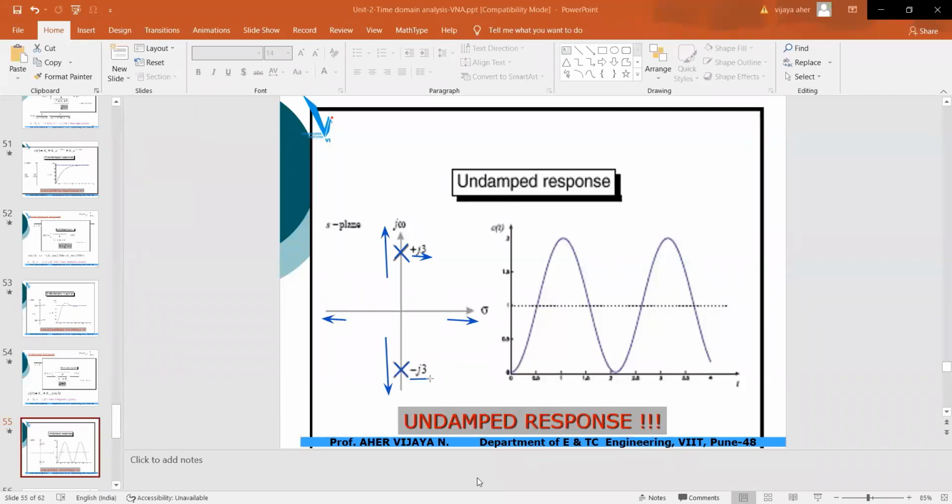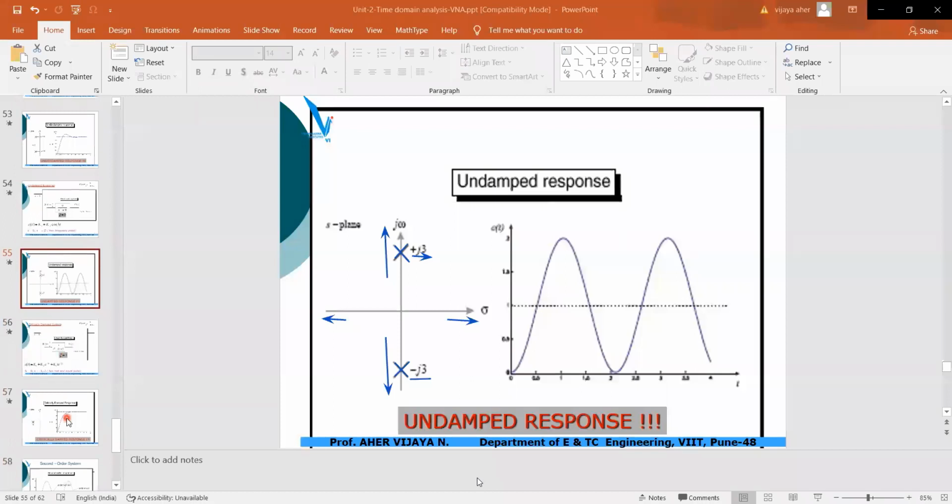हे कुठले poles झाले? Imaginary pole. 2 imaginary poles. बरोबर? When zeta is equal to 0, the system response is undamped response. Got my point? Yes, ma'am. Okay, beta. Thank you.